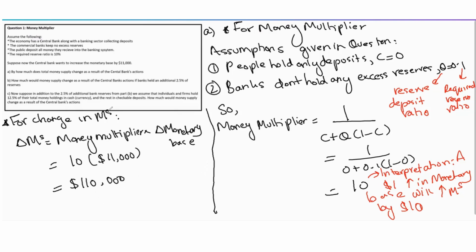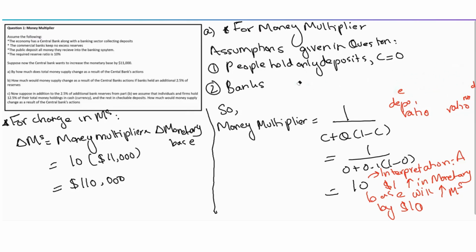Let's similarly do part B. So now for part B also, we want to find the money multiplier. Now the assumptions given in the question, the first assumption is the same. People hold only deposits, right? But the second assumption is different. So let's change that.